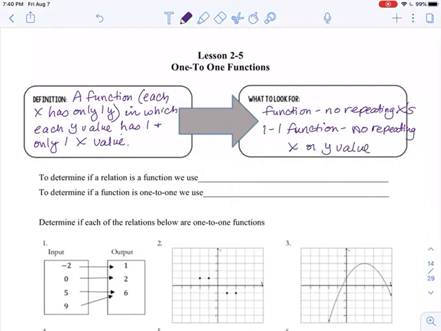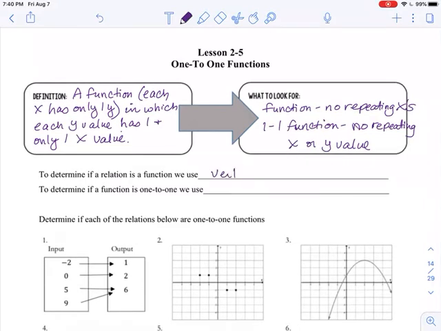All right. So to determine if a relation is a function, we use the vertical line test. And we were just making sure that the x's didn't repeat. So this is just to see if a relation is a function. Vertical line test. To see if it's a one-to-one function, we use the horizontal line test. So now I need to look left, right to see if any of the y's repeat.